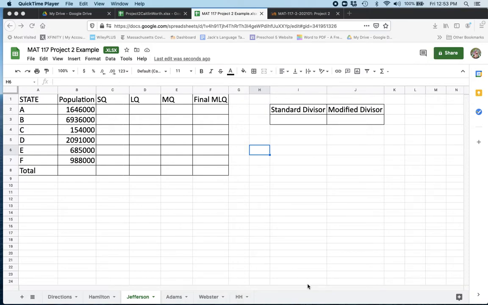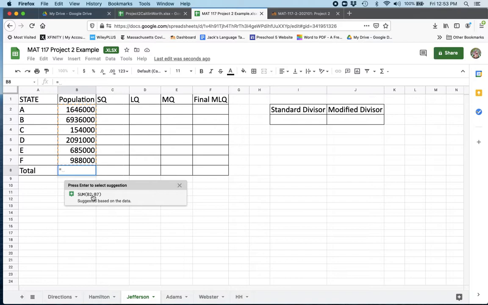Example of Jefferson's method using Excel or Google Sheets, an example that will help you with project 2. So a lot of this you can refer to Hamilton's method, the beginning here. First thing I need is the total, and it's giving me a suggestion. I like it.